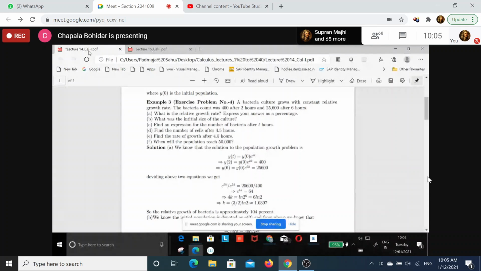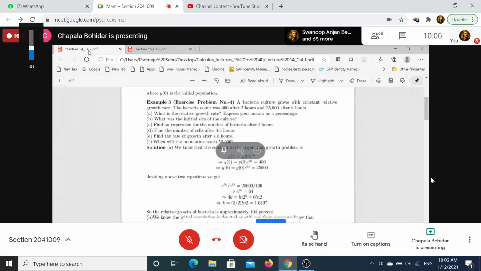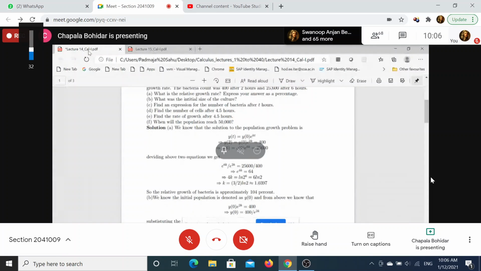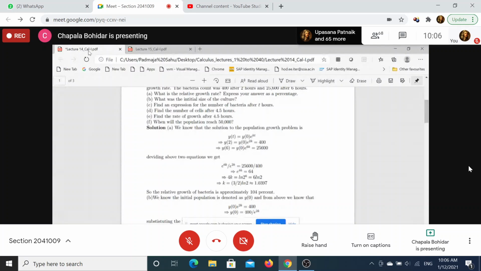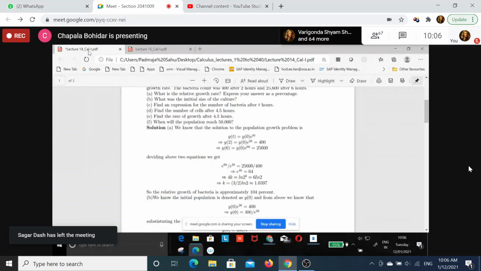Initial size of culture. First, you have to find out the relative growth. It is done? Yes, ma'am. Initial size of culture means you have to find out the value of y0. That is also over. Find the expression for the number of bacteria after t hours.